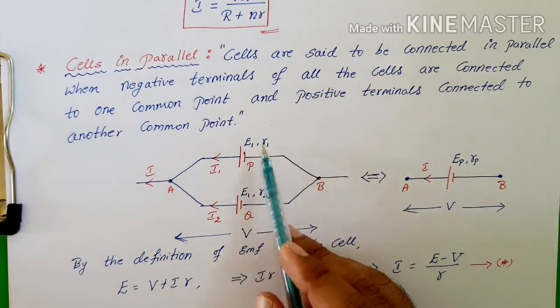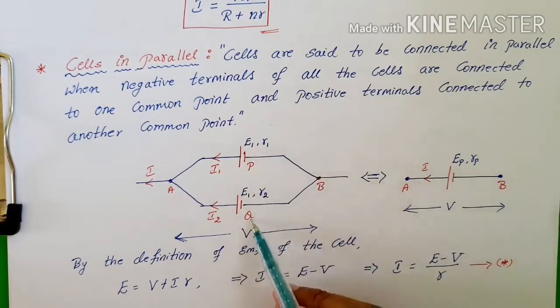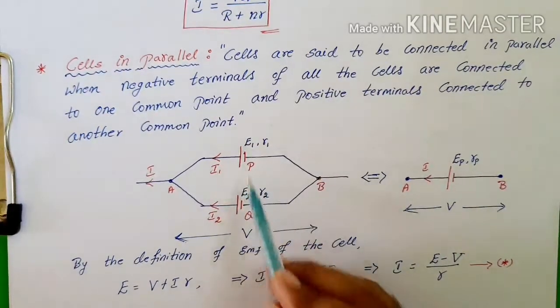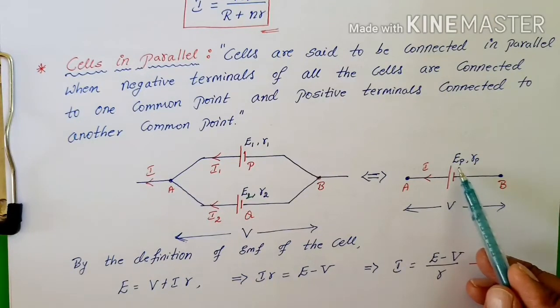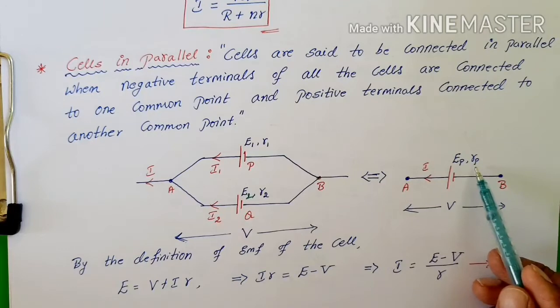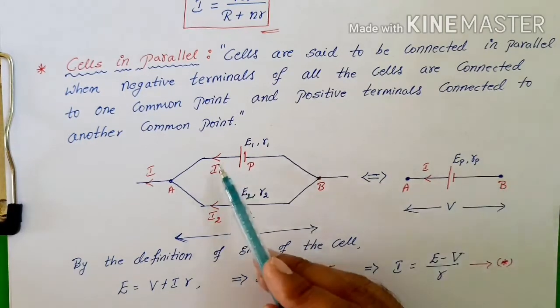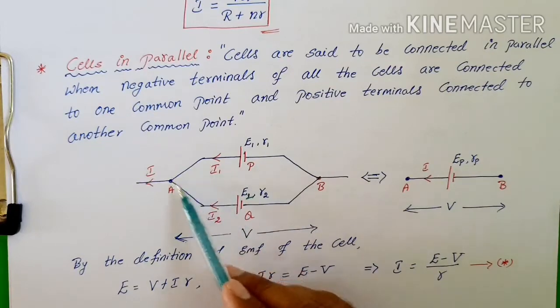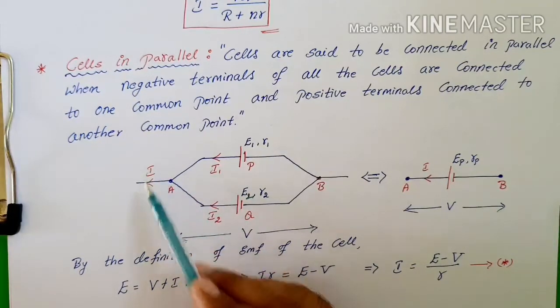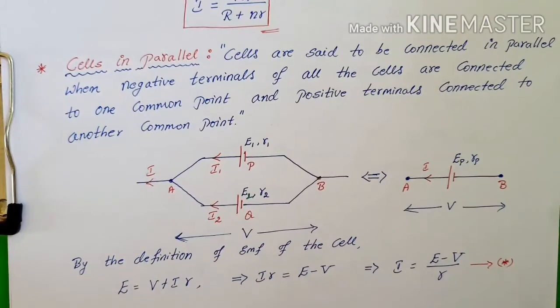I am taking the cell P with EMF E1 and R1 and cell Q with EMF E2 and R2. These two can be replaced with a single cell that is having an equivalent EMF EP and equivalent internal resistance RP. You can observe the current direction here. It's branched into I1 and I2. These are the two currents drawn from the cells P and Q and combined together to form a total current I.